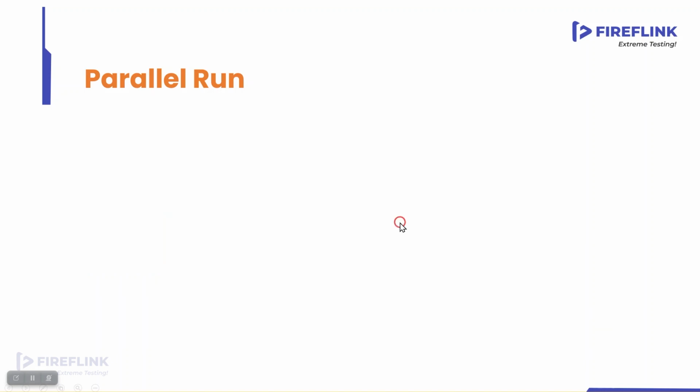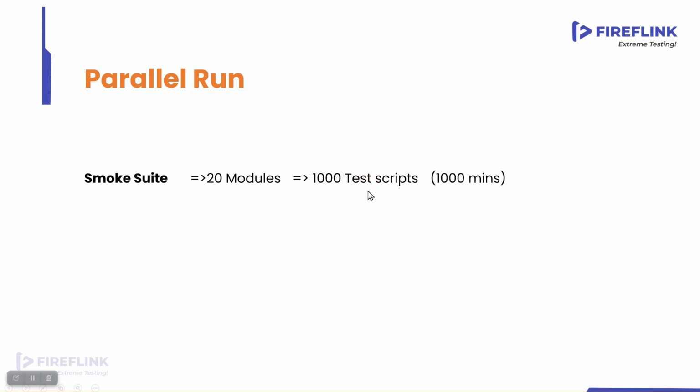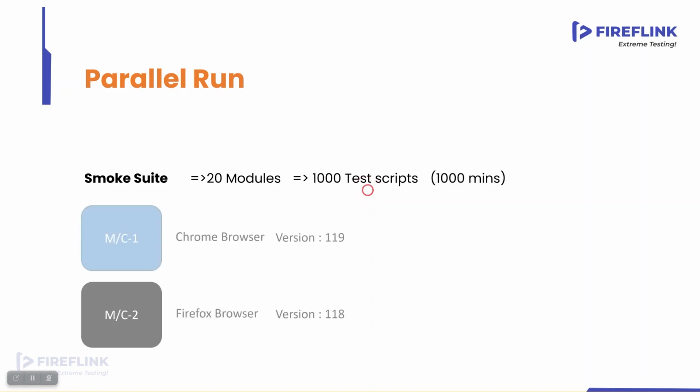Okay. Now let us understand with the help of a scenario. Here, if you can see, a smoke suite is there, 20 modules and 1000 scripts, which will take around 1000 minutes for execution, right? Now I have machine number 1 and machine number 2. In machine number 1, I have selected the Chrome browser, version 119. In machine number 2, I have selected the Firefox browser, version 118, right?